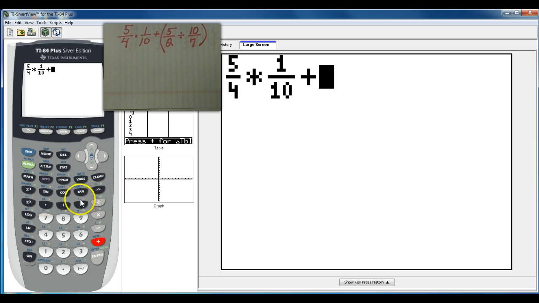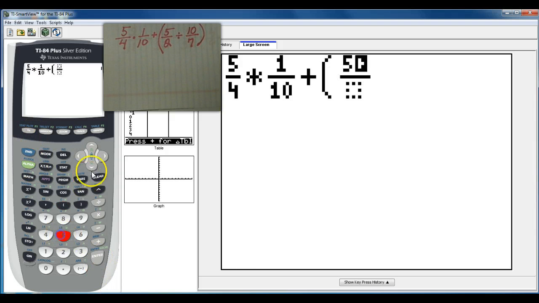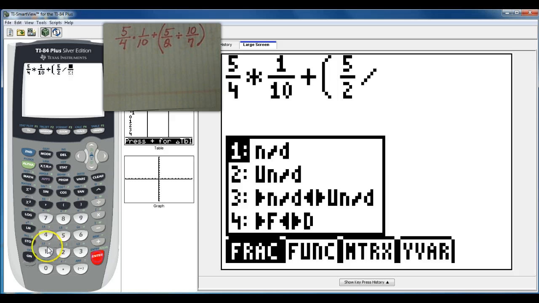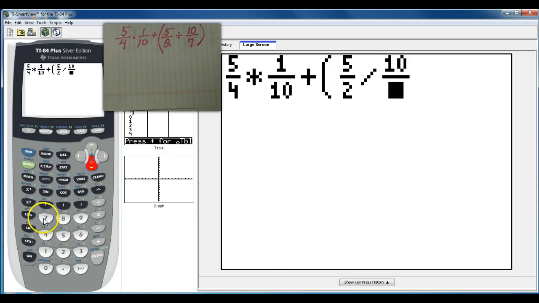Now you need to put the parentheses because there's a parentheses there on the problem. You have to put this parenthesis here. So parenthesis. Then now you need your alpha y equals to put in your 5 over 2. Go over, divided by another alpha y equals to put in your 10 over 7. And don't forget to close your parentheses because sometimes you'll get an error. Hit enter, and of course you have your answer right there, 15 over 8.